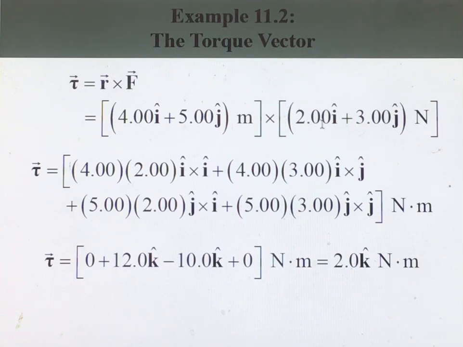So again, if you substitute everything in here and you carry out this calculation, you end up with this quantity right here. Now, because i cross i is equal to 0, this first term gives me 0. i cross j gives me k, so this second term simply gives me 12k. j cross i gives me negative k, so this term gives me negative 10k. j cross j is 0, so I have a 0 here. And so if you add all these contributions, you have a torque of 2.0 newton meters, and this will be pointing in the k direction.